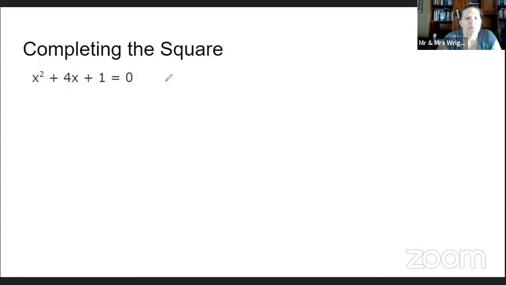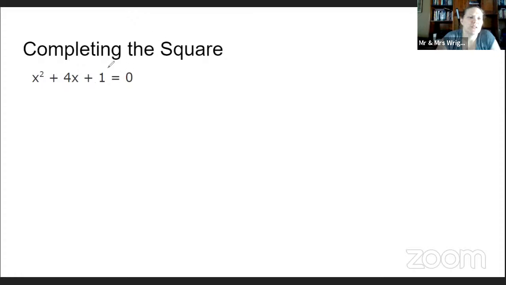Well, completing the square is a way to force factoring. If you prefer to factor over the quadratic equation, it's a way to force factoring when you have a prime quadratic equation. So a polynomial that's prime, or unable to be factored, we can force it to be factored. We can make that square peg fit into the round hole. So this is called completing the square.